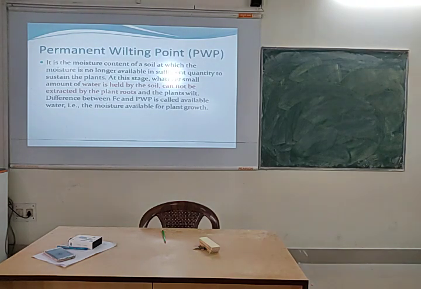Field capacity is the capacity of the soil to hold the moisture, and PWP is the capacity of the plant, below which the root cannot extract water from the soil mass, right?